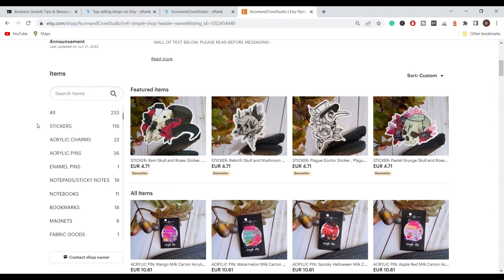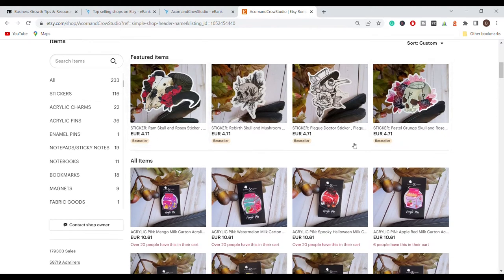You can see that they mainly sell stickers, so they have 116 stickers. They also have charms, pins, acrylic pins and enamel pins, some notebooks, some bookmarks and some magnets. So from the get-go, you can see that they have focused on some main products.